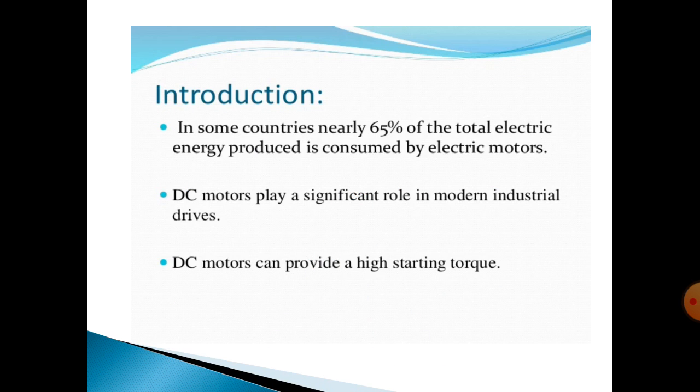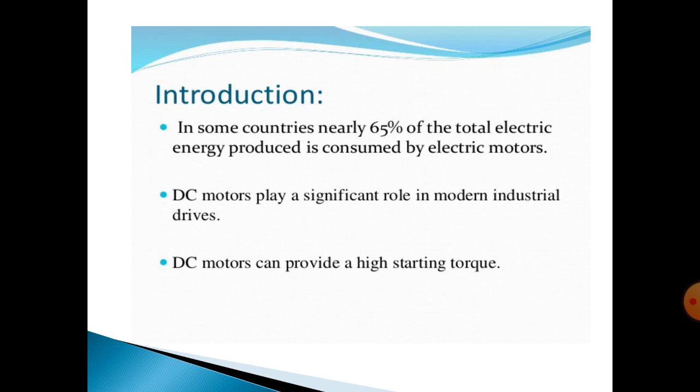First, we will discuss what is meant by electrical drives. Today's industries are increasingly demanding process automation in all sectors. In some countries, nearly 65% of the total electrical energy generated is consumed only by electrical motors. Electrical motors are further classified into two types. The first one is the AC motor and the second one is the DC motor.